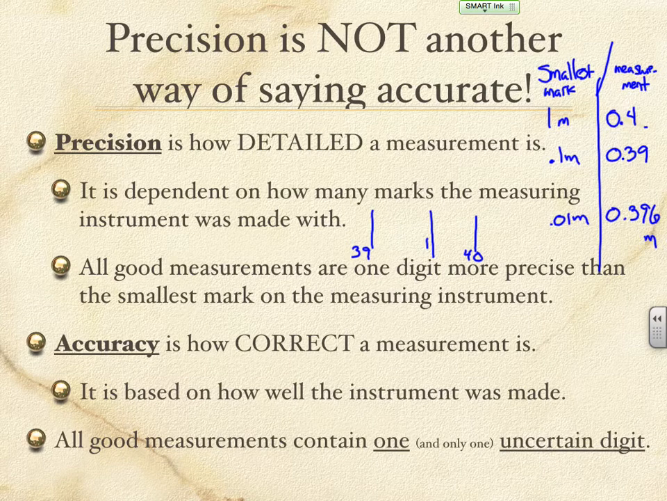Precision is how detailed the measurement is, and it's dependent on how many marks the measuring instrument was made with. When my smallest mark was 1, I could go to 1 pass. When I was 1 pass, I could go to 2 pass. When I was 2 pass, I could go to 3 pass, which means, hey, all good measurements are 1 digit more precise than the smallest mark on the measuring instrument, because that extra digit was an estimate, so it contains some uncertainty.